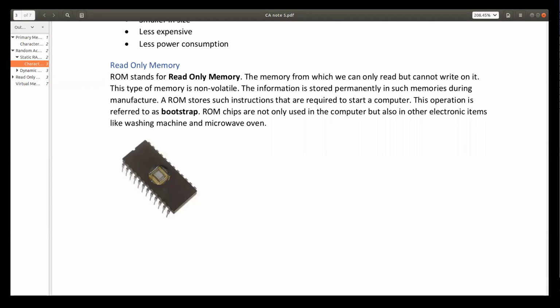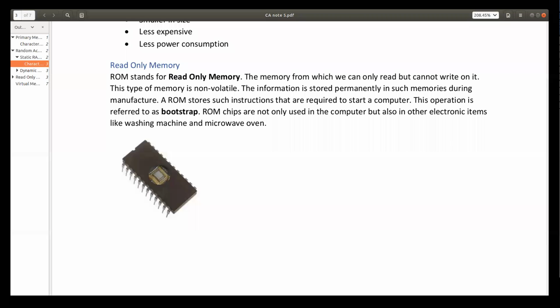So that is why it is known as read-only memory, because in the ROM your computer system cannot write anything. I'm talking in the general sense. Generally your computer system cannot write anything over there.